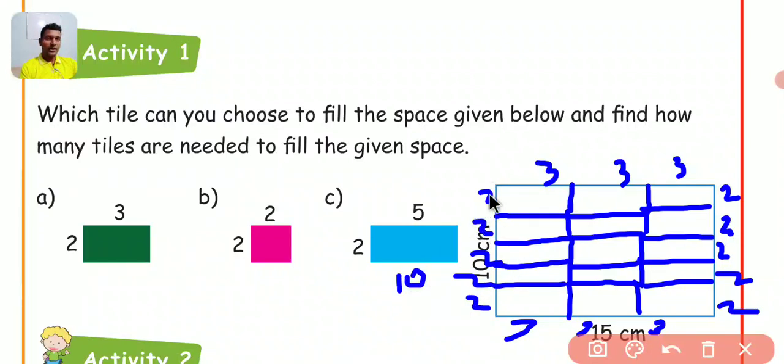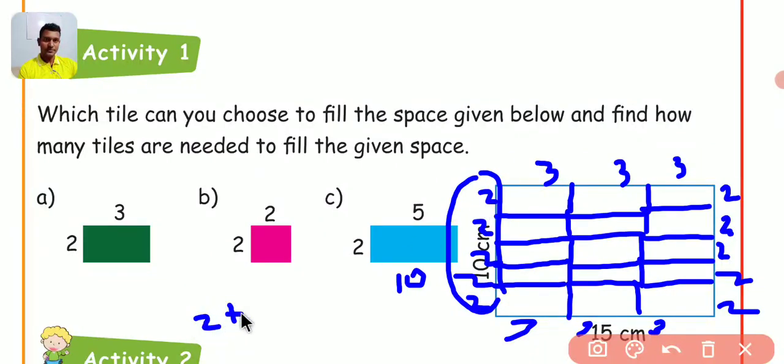How many triangles are there? 1, 2, 3, 4, 5. 5 triangles are there. The breadth length is 2. If you add these lengths, you must get 10 centimeter. Then only we are fixing the rectangle in the correct way. Here we are having how many 2's? 1, 2, 3, 4, 5. There are 5 2's.